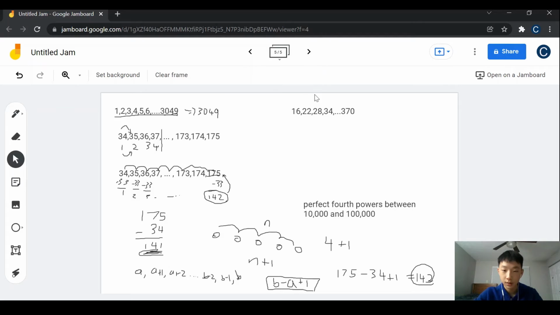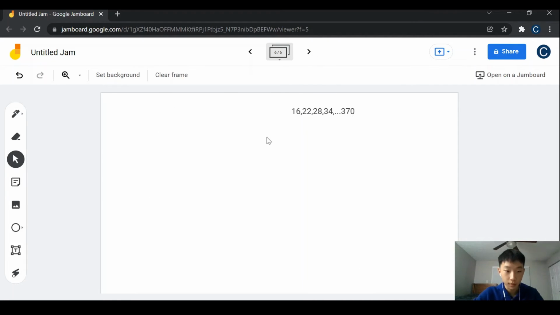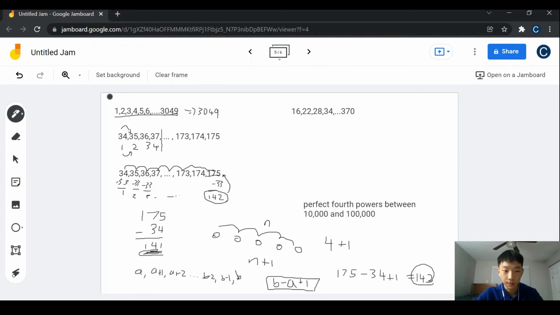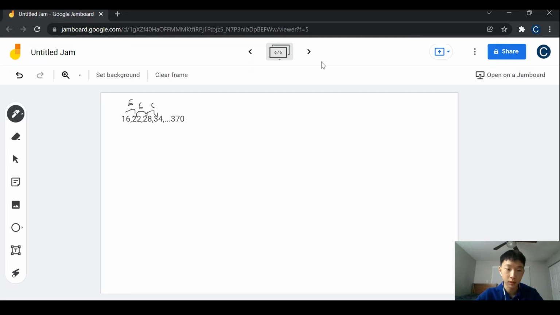Alright, now let's do a more complicated example, which is where the gaps are not 1. So here we have a constant difference of 6. Every time we go up by 6. So how do we represent this in this form, where we can count it easily by just looking at the last element? So for this, we can use the fact that the difference is 6. So 16 we can just represent as 16. 22 is 16 plus 6. 28 is 16 plus 6 plus 6, which means 16 plus 6 times 2.